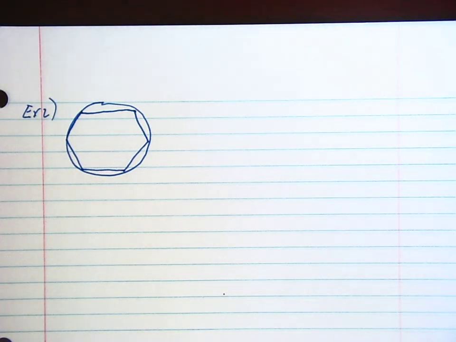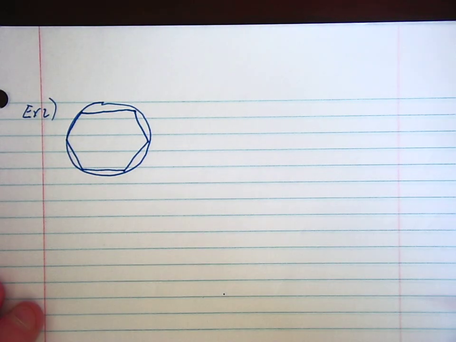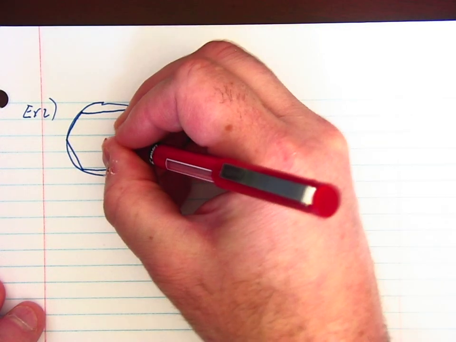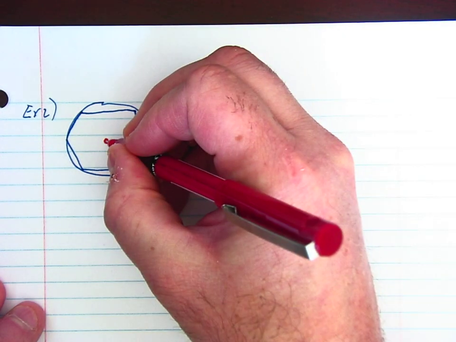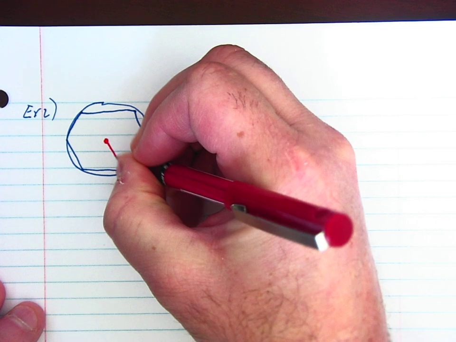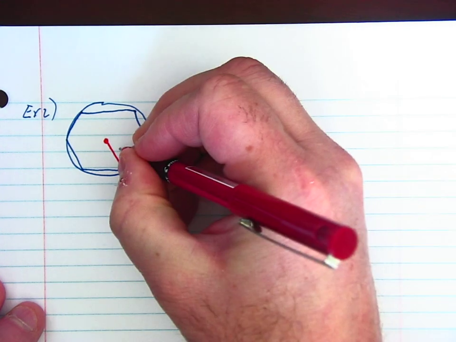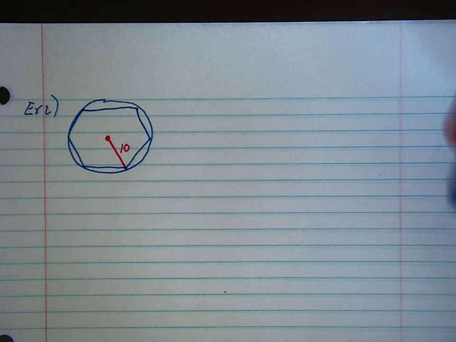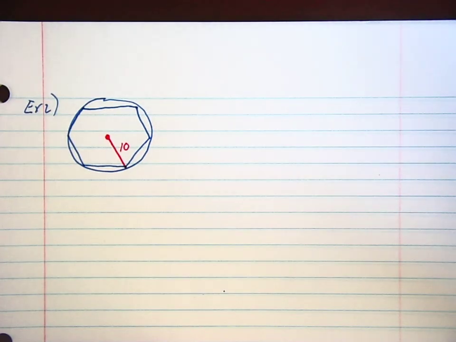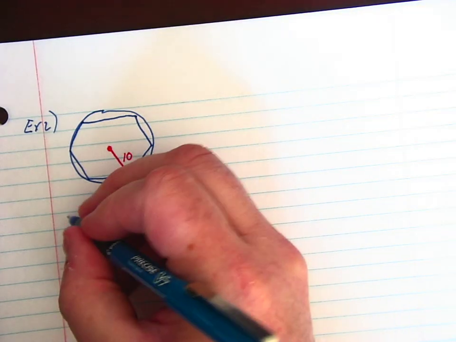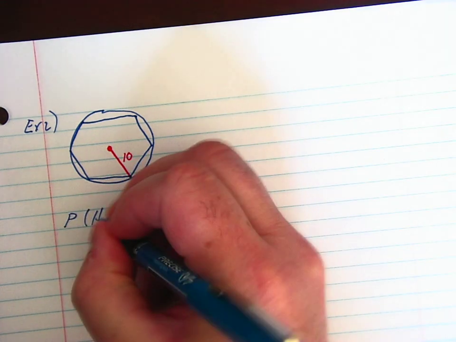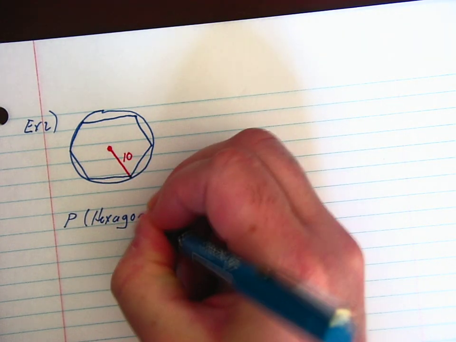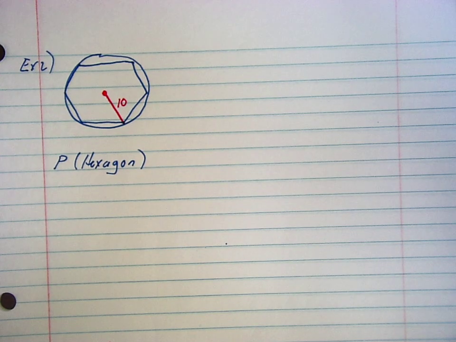And then I'm going to give you a measurement. So I'm going to give you, in this case, that measurement right there. I'm going to tell you that, say, 10. Okay. So, and the problem is going to say, what is the probability that you end up in the hexagon?